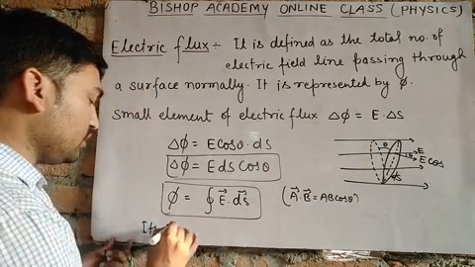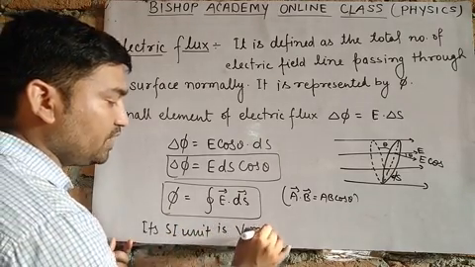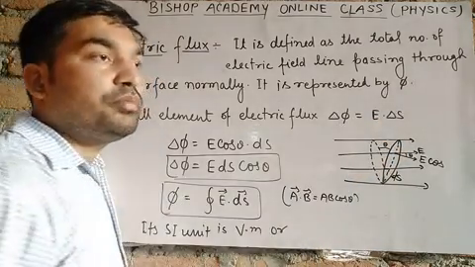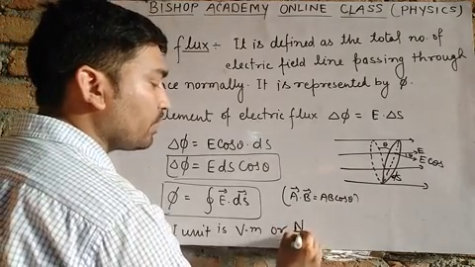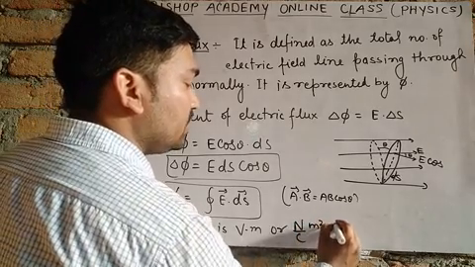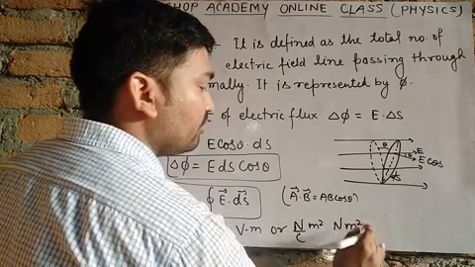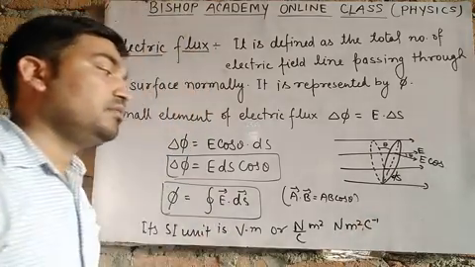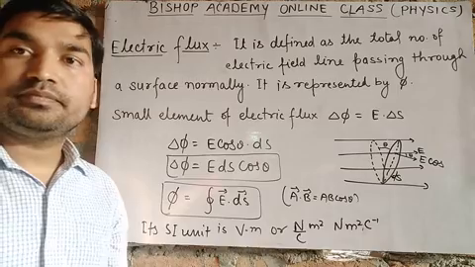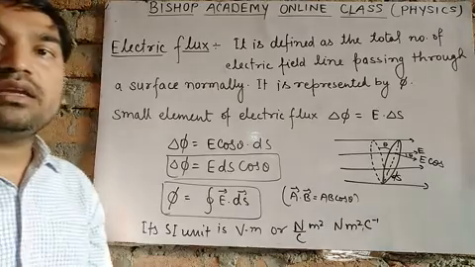Its SI unit is volt meter, or the SI unit of electric field is Newton per Coulomb, and the SI unit of area is meter square. Hence it is written as Newton meter square Coulomb inverse. This is the SI unit of electric flux, and it is a scalar quantity because it is represented by dot product.